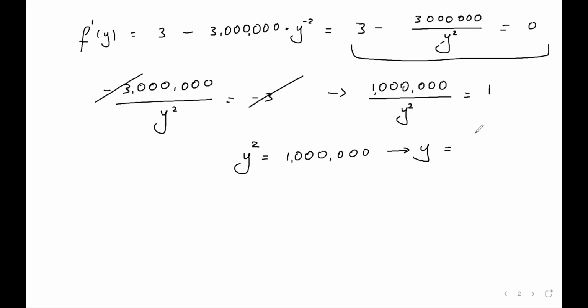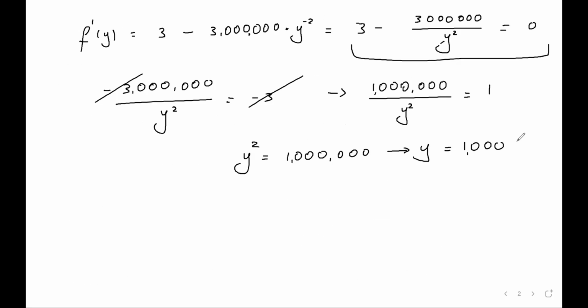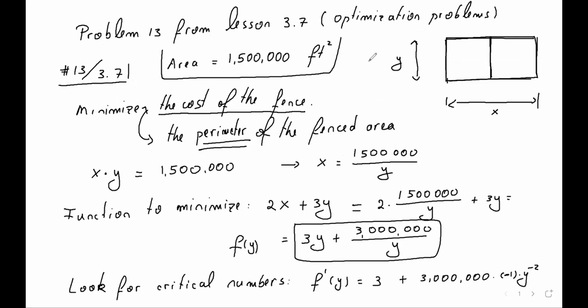And you can take the square root of that, and you will see that y turns out to be simply 1,000. Now 1,000 what, folks? Remember that the area was measured in feet squared here. So when we take the square root, we end up with feet. So y will be 1,000 feet. That's going to be the answer to my problem.